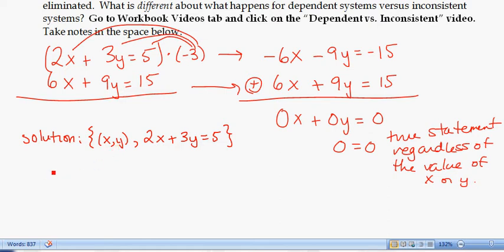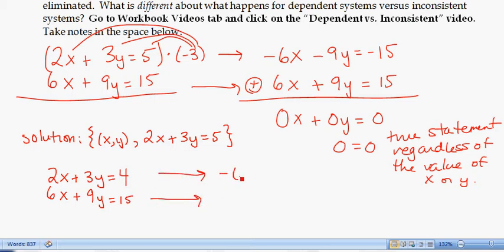Okay, what about if I just change the system just slightly? So what if this were equal to 4 instead of 5? But everything else I'm going to keep the same because I want to really emphasize that how you approach these problems algebraically is going to be the same, right? We'd still multiply by -3 to get -6x minus 9y. But now when I multiply by -3, I'm going to get -12 as a result. And my second equation still stays the same. So the algebra is exactly the same in both cases.